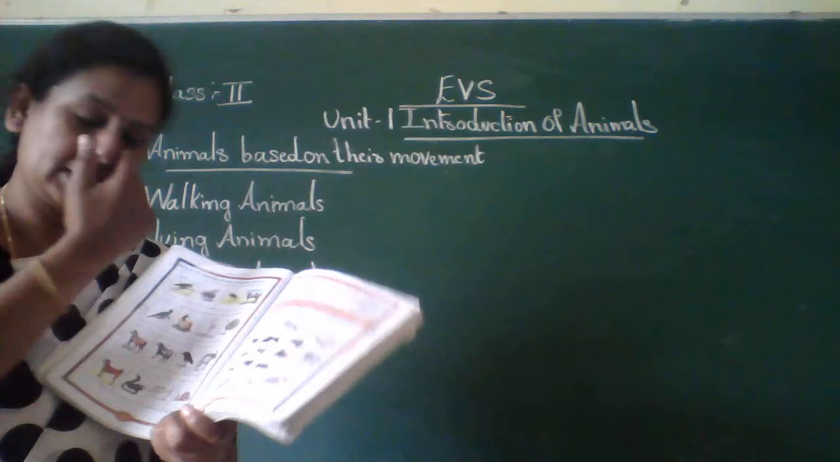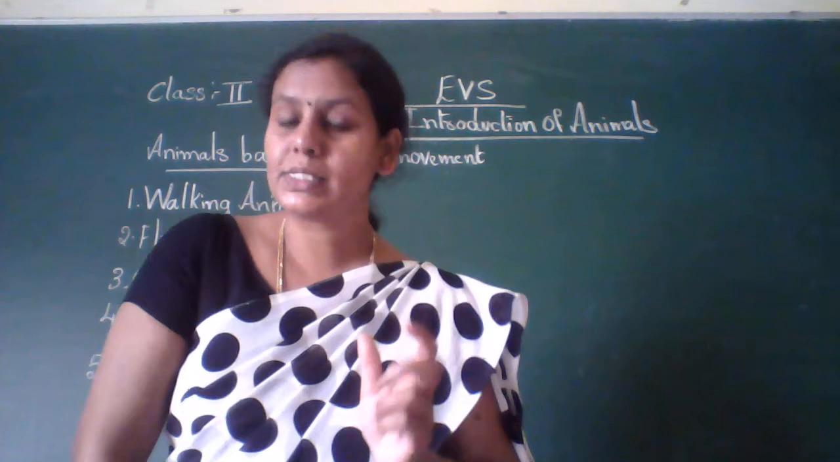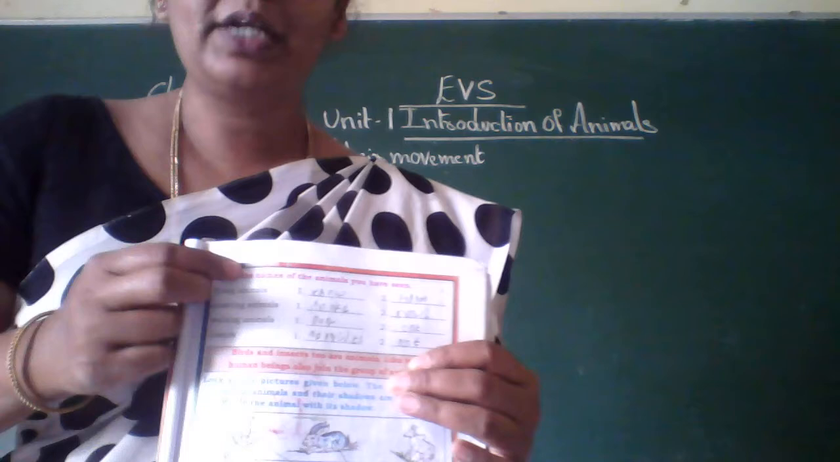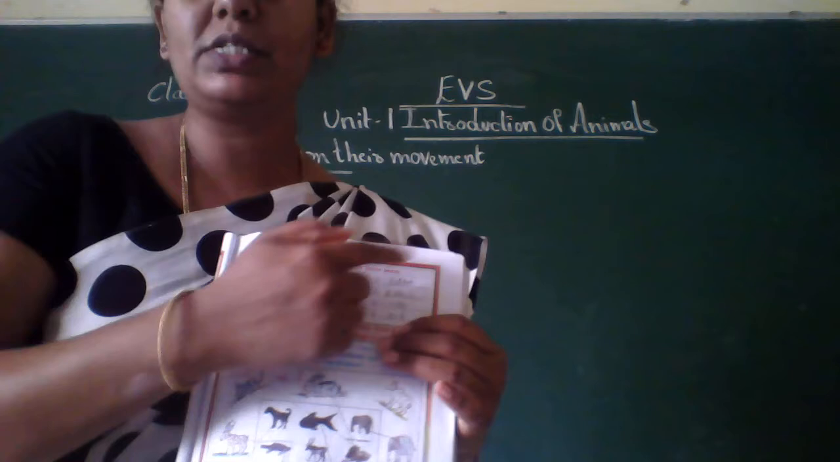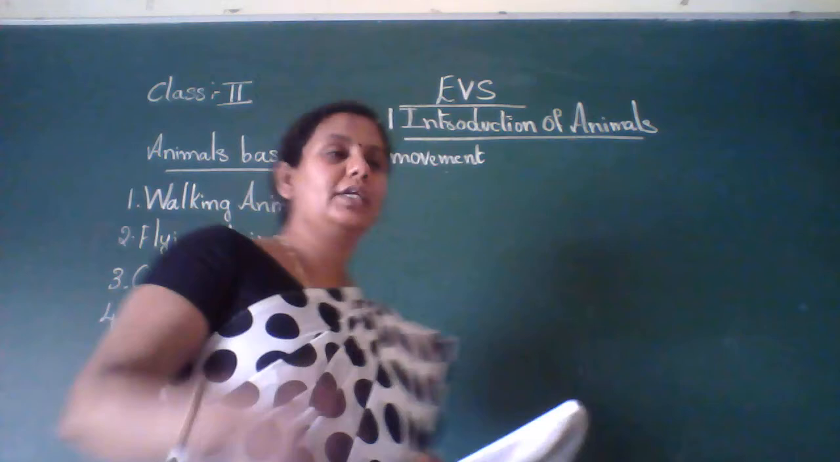Next, write the names of animals you have seen. Flying animals. So see here, I told you, write the names of animals you have seen. Which flying animals have you seen? Any two flying animals you have to write. Flying animals means birds, isn't it? So you have to write the names of two birds.